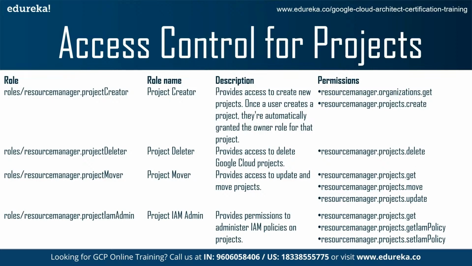Once a user creates a project, they are automatically granted the owner role for that project. Then you can see the specific permissions for it, like resource manager organizations.get to get the permissions. Similarly, for project deleter, project mover and project IAM admin, specific permissions are there, and you can see the descriptions also for it.